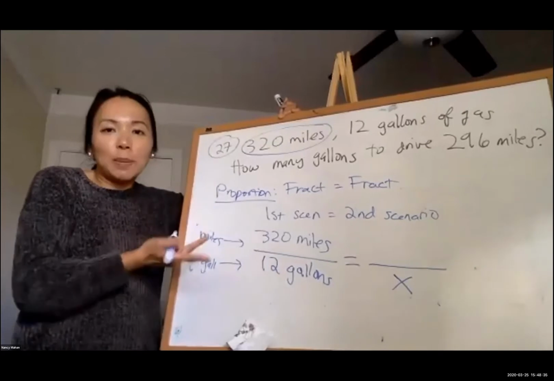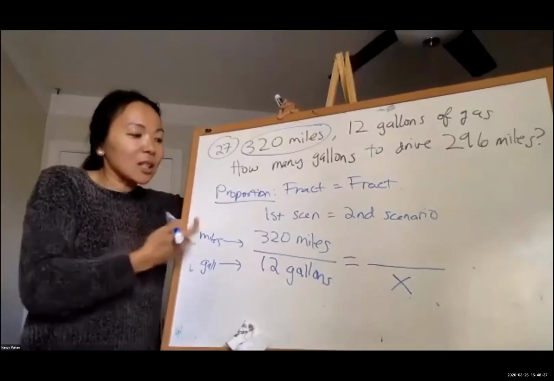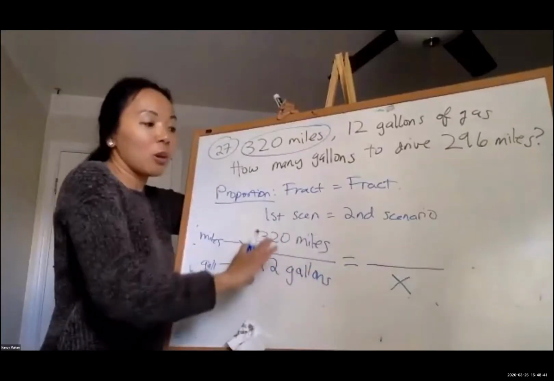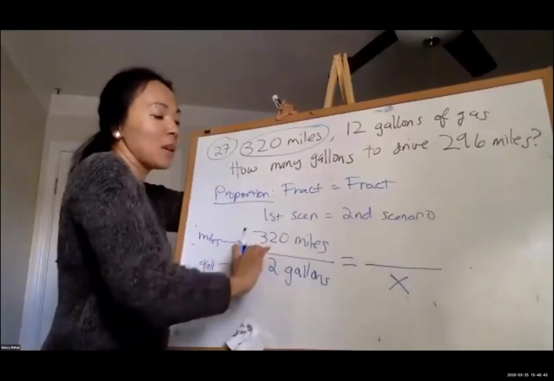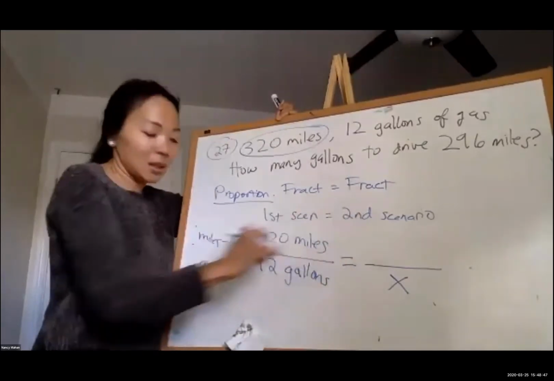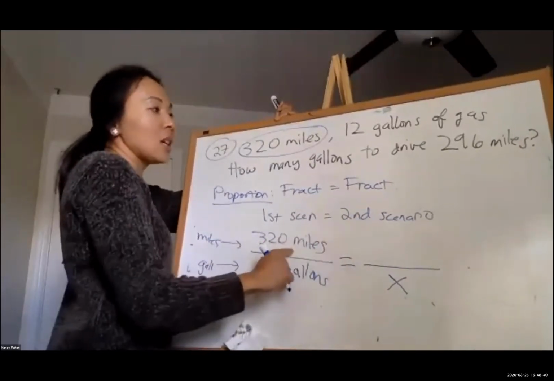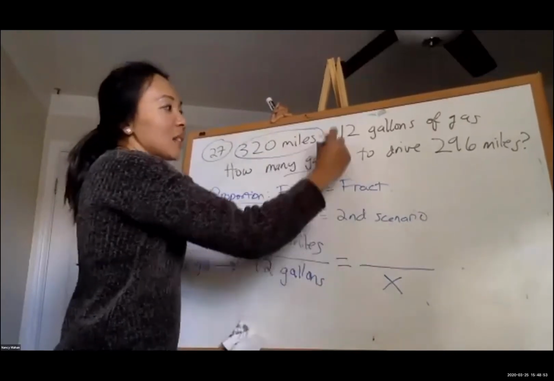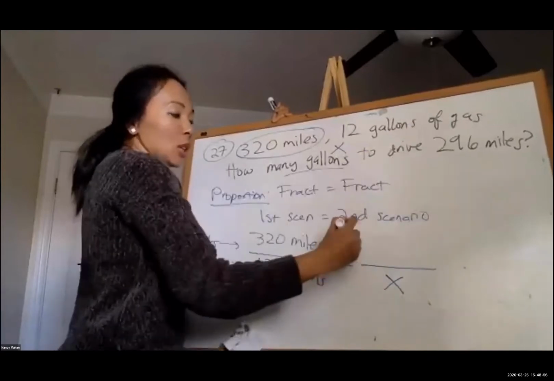You could have flipped it around as well. It doesn't matter the order, just as long as the miles are always on top and the gallons are always on the bottom, or vice versa. It doesn't matter where you put which, as long as you keep it consistent. So the numerator is the miles. Here, how many gallons? I call that X, to drive 296 miles.